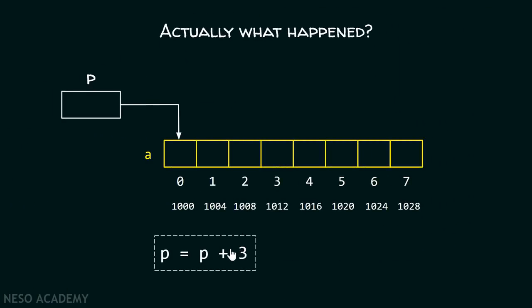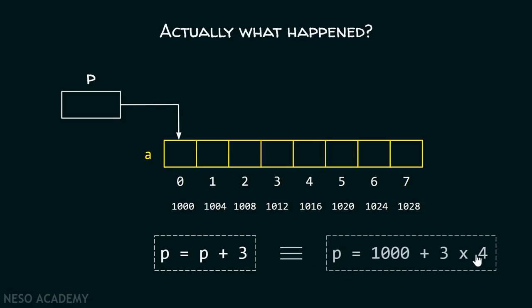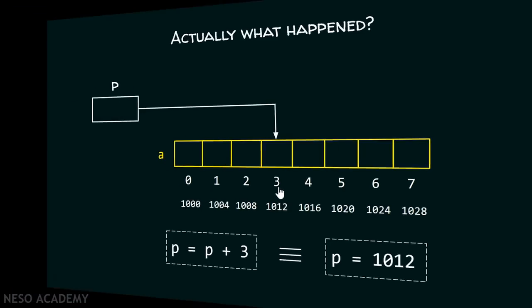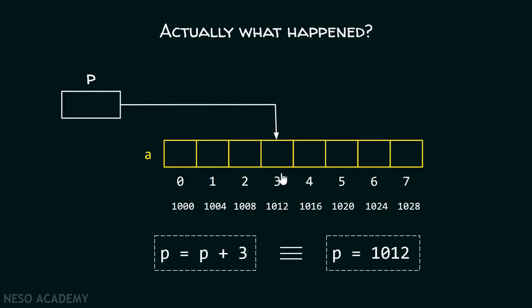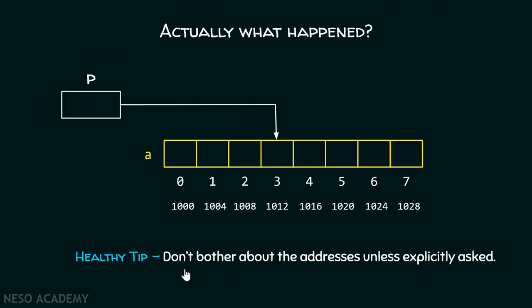Now if we say that we want to add 3 to pointer P, then we know the answer. We will multiply 3 by 4 and add it to 1000, which gives us 1012, which means pointer P will simply point to the fourth element of the array. So now you got the basic idea. Here's a healthy tip for you. Don't bother about the addresses unless explicitly asked.